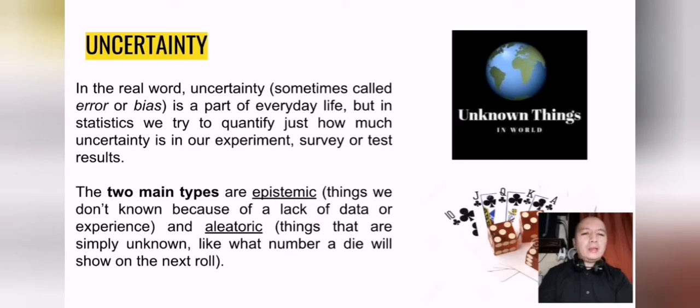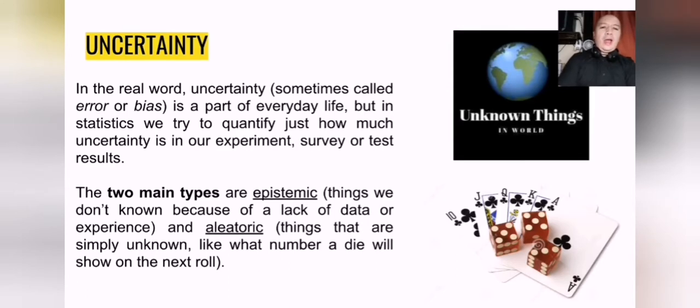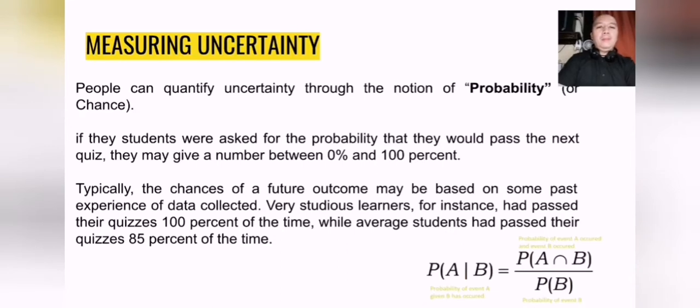There are actually two main types of uncertainty. The first one is what you call epistemic, which means that we don't know because there is a lack of data or experience. The other form is what we call aleatoric, which refers to things that are simply unknown. For example, when you throw a dice, you do not know what the next number is going to be. So those are the two types of uncertainty. And people can quantify uncertainty through the notion of probability or chance.